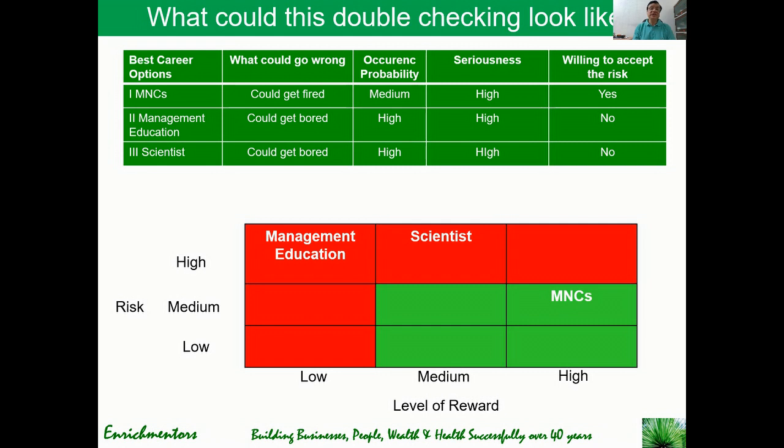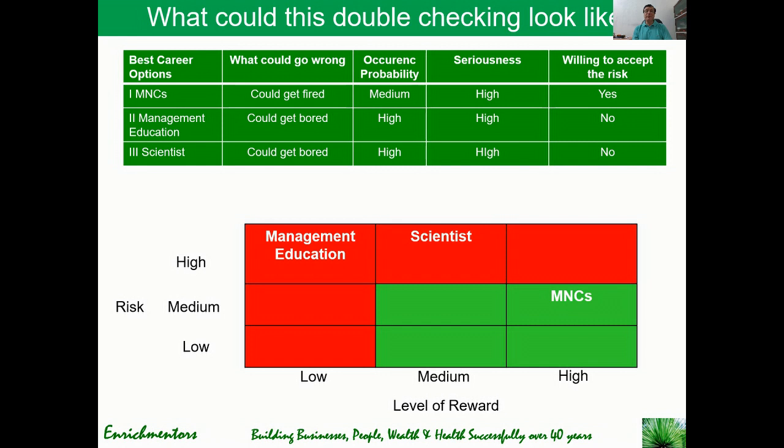The second option is management education. So what could go wrong? This job could only be a couple of hours a day of teaching and some amount of research. So I could get bored. I'm not a kind of guy who can just work a few hours a day. I need to get occupied fully. And it is likely to happen, and the impact is again very high. So this is probably not the right choice for me. And third, again, as a scientist I could get bored, et cetera.